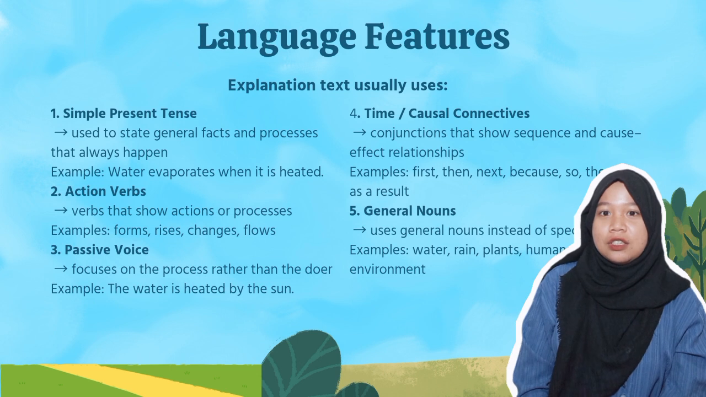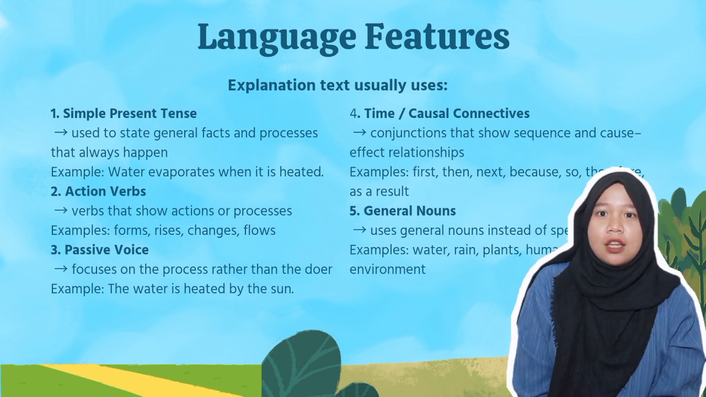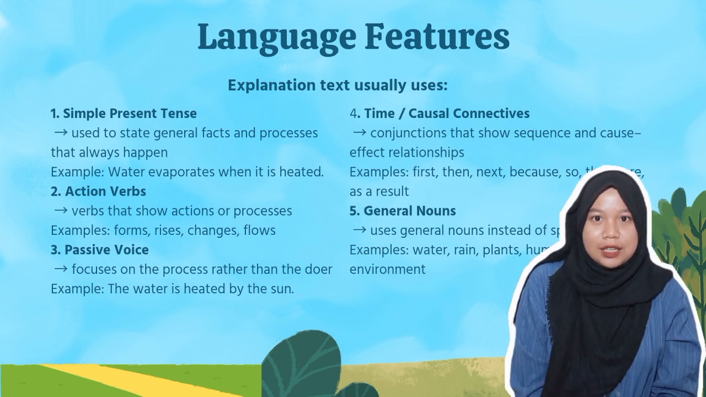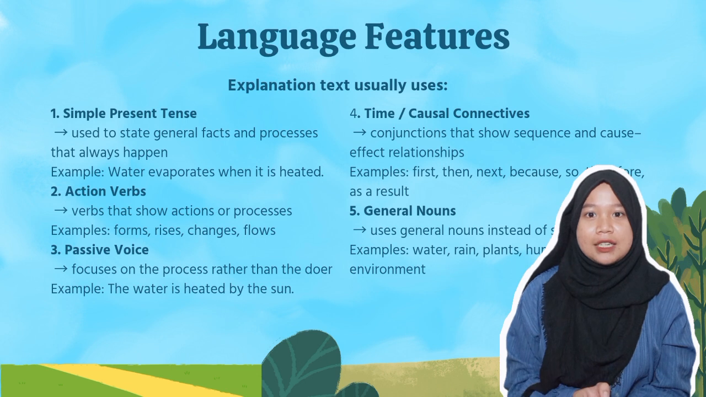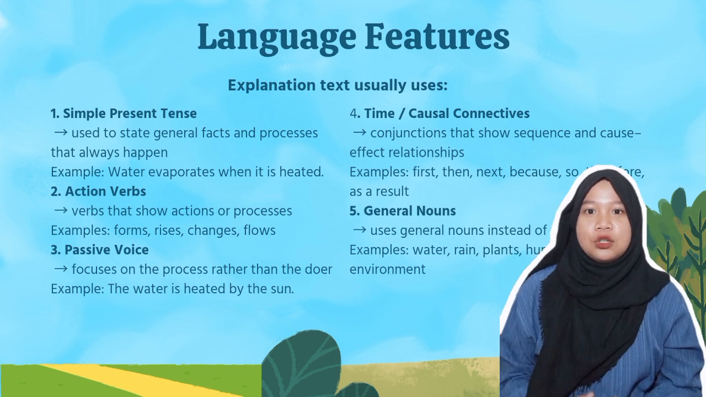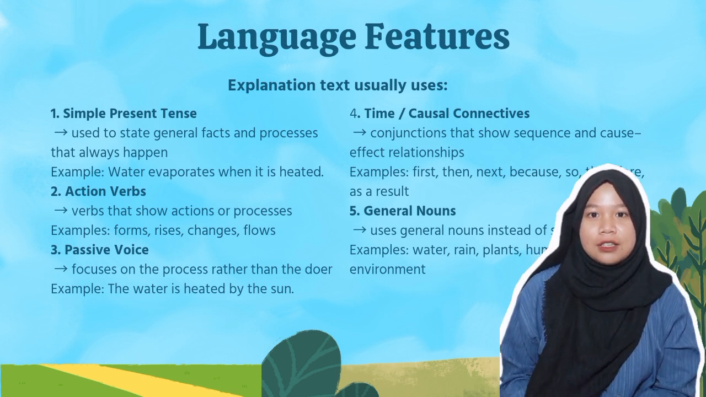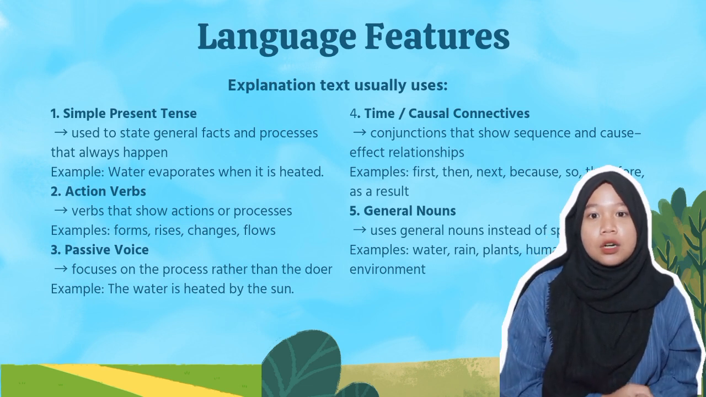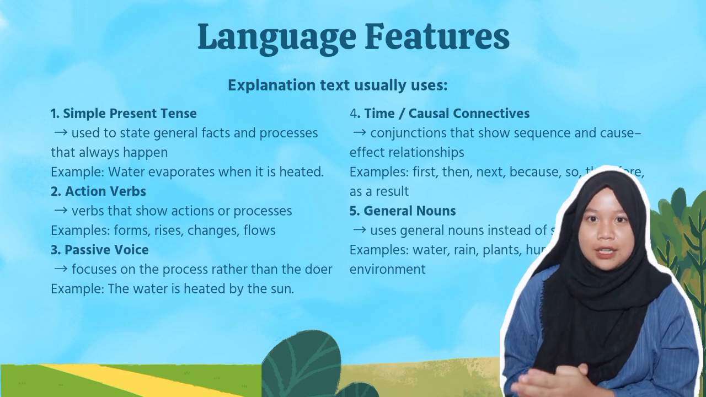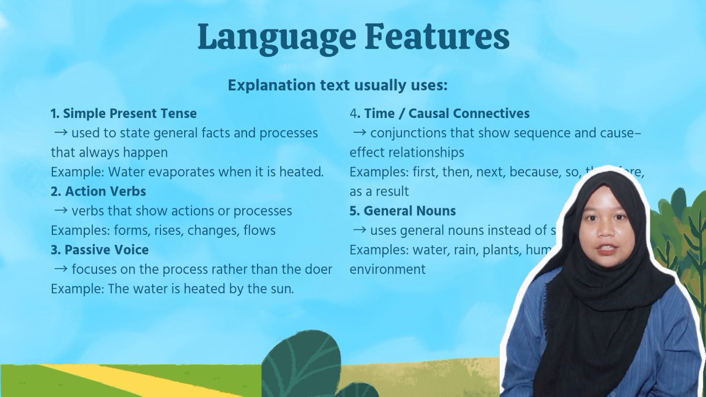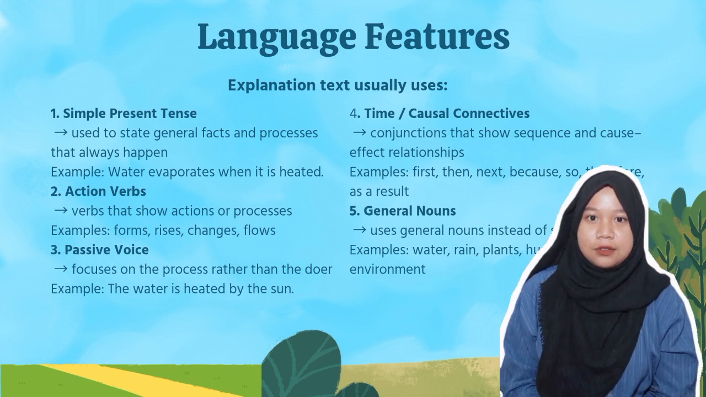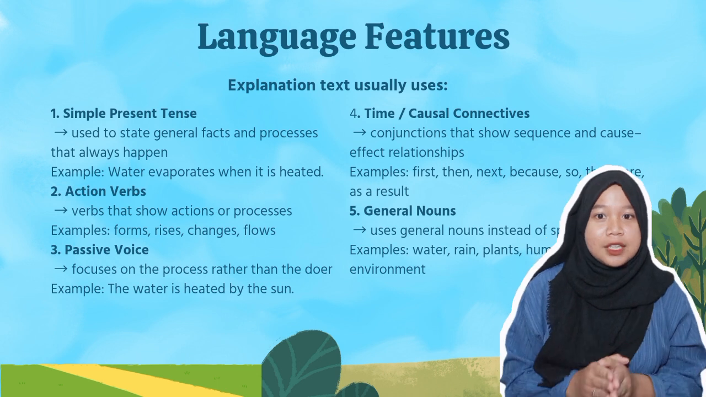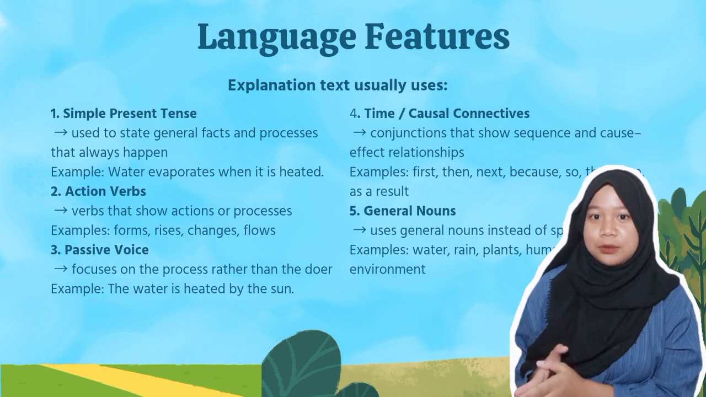Next, language features of explanation text. Explanation text usually uses first, simple present tense. Simple present tense is used to state general facts and processes that always happen. For example, water evaporates when it's heated. The second, action verbs. Action verbs show actions or processes. For example, forms, rises, changes, or flows.